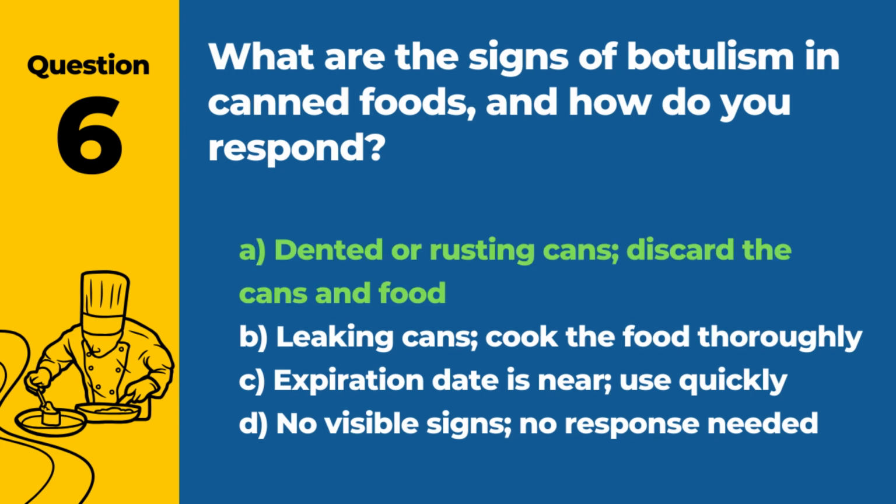Answer. A. Dented or rusting cans. Discard the cans and food. Signs of botulism in canned foods include bulging, leaking, dented, or rusting cans, and if such signs are observed, the cans and the food inside should be discarded immediately without opening or tasting.